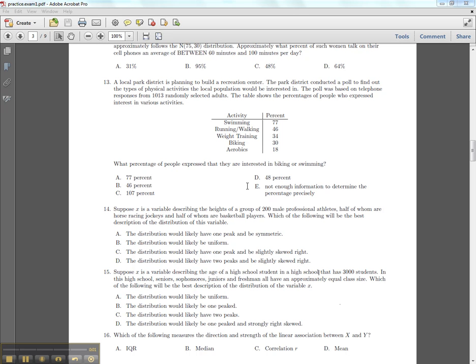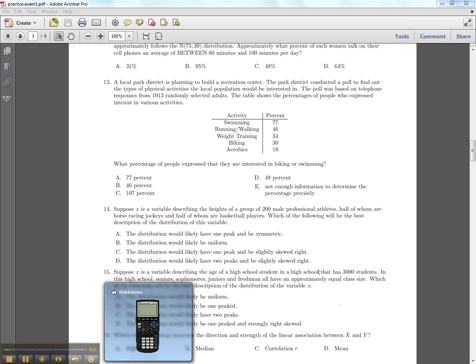Alright, let's work on number 15 and maybe 16 and 17, but let's start with 15. Suppose x is a variable describing the age of a high school student in a high school that has 3,000 students. In this high school, seniors, sophomores, juniors, and freshmen all have an approximately equal class size. Which of the following would be the best description of the distribution of the variable x?